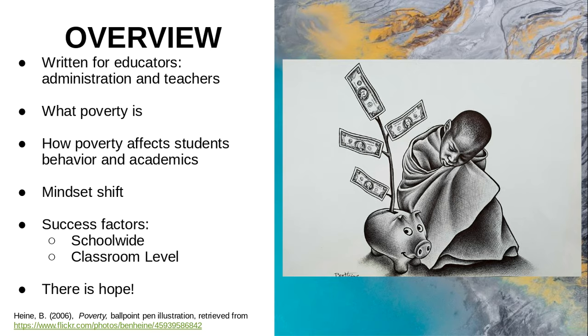Teaching with Poverty in Mind starts by defining poverty and how it affects students, both behaviorally and academically. Jensen dives into the mindset shift necessary to facilitate change. He then goes on to provide 5 school-wide success factors as well as 5 classroom-level success factors. Lastly, Jensen offers his readers hope through the story of a jaded veteran teacher, Chris Hawkins.